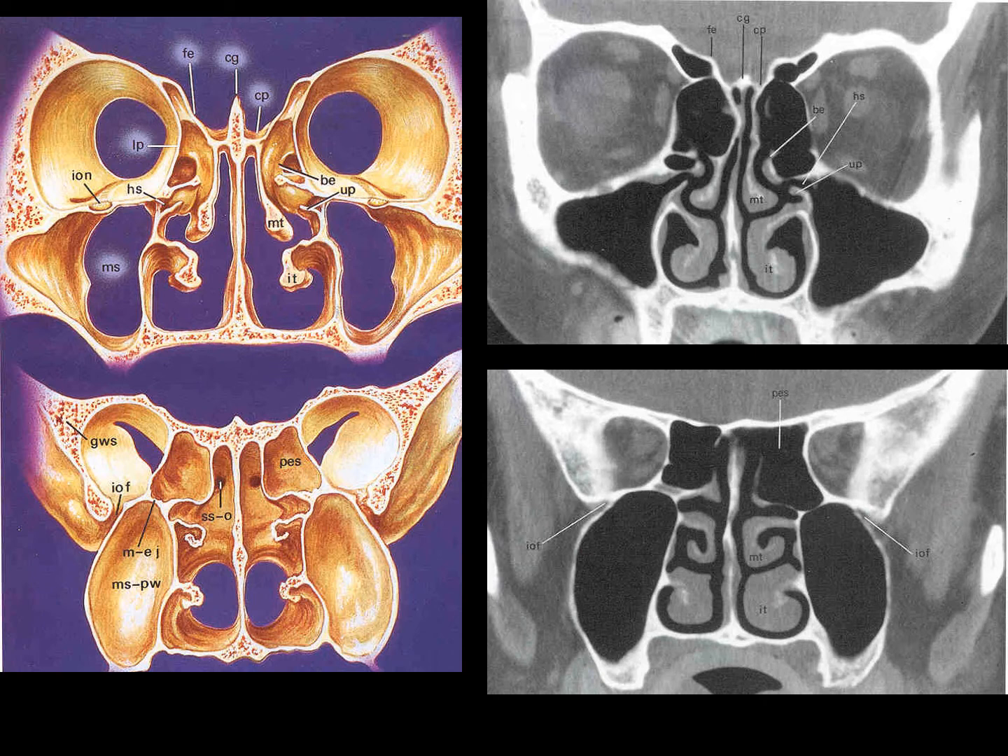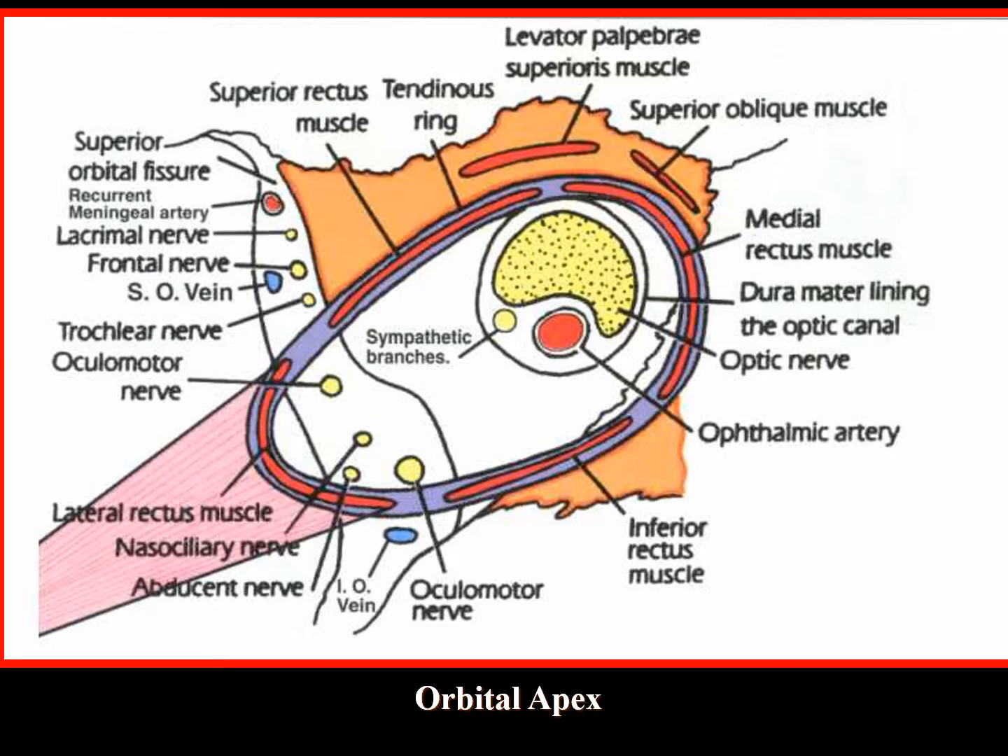The orbital roof separates it from the anterior cranial fossa, while the thin orbital floor separates it from the maxillary sinus. The narrow orbital apex contains compacted motor and sensory nerves, and also vessels entering the orbit through the superior orbital fissure. The optic canal gives passage to the optic nerve, the sympathetic nerve, and the ophthalmic artery. The tendinous ring of Zinn gives origin to the four recti muscles.